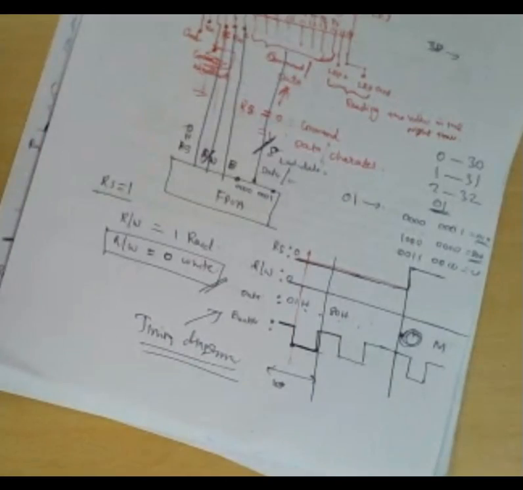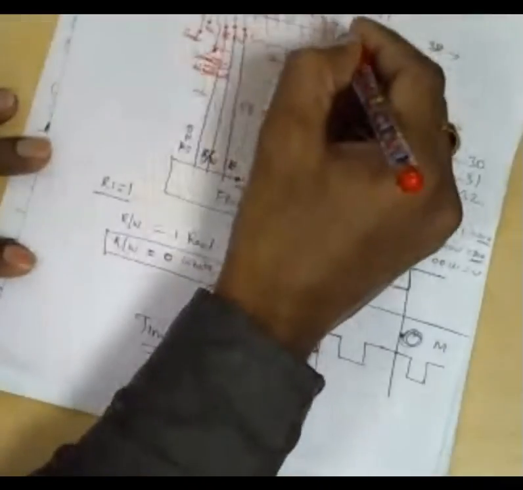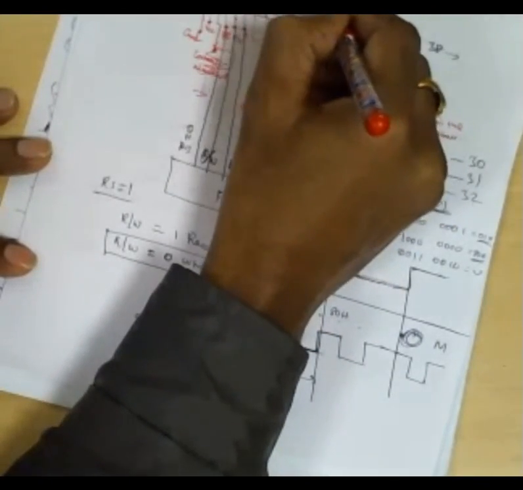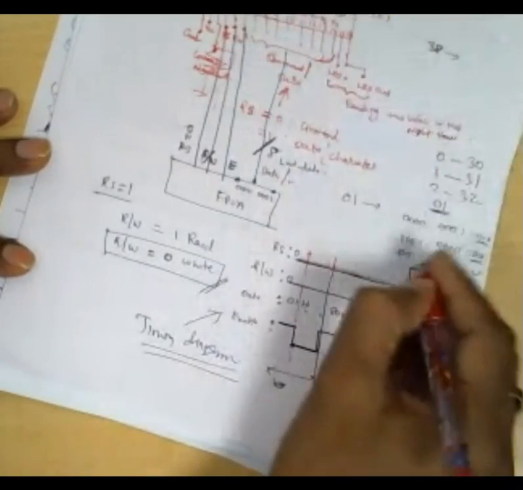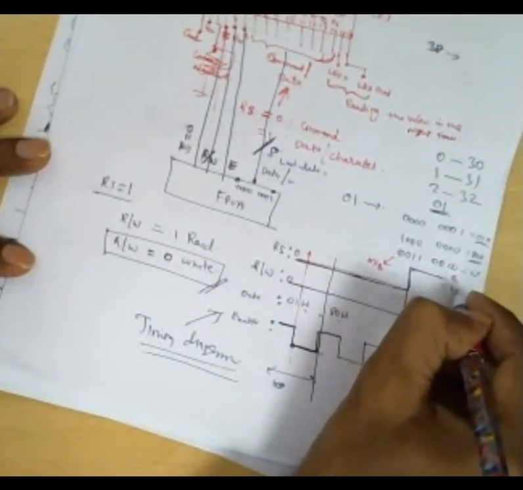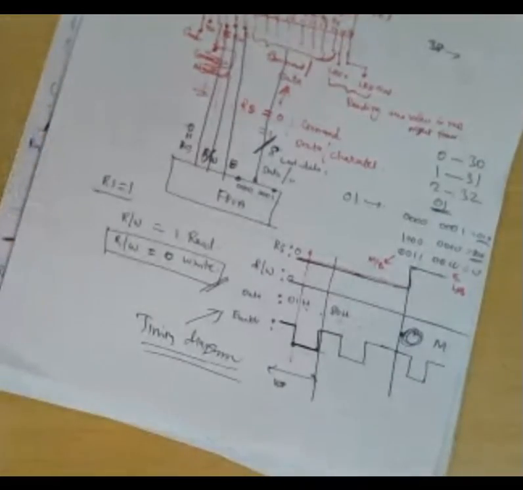Sir, D0 is our LSB and D7 is the MSB. D7 is MSB. Accordingly, we have to send the data. This should go to the MSB. This should go to the LSB. Okay, sir.